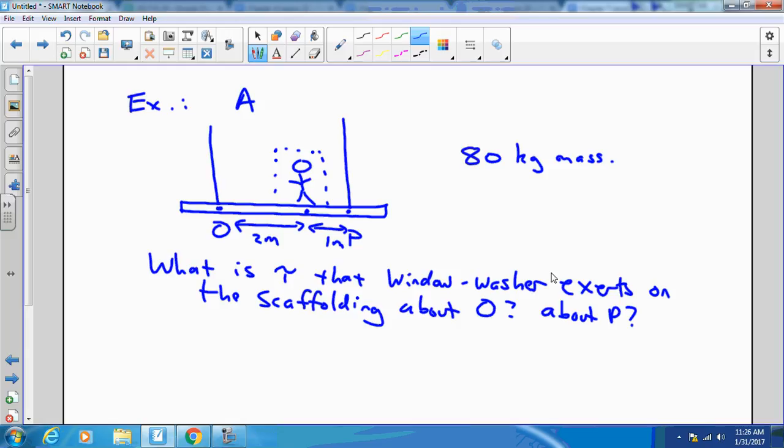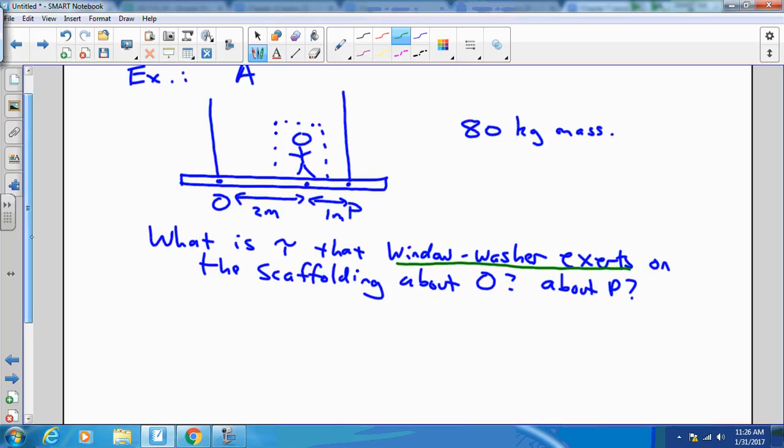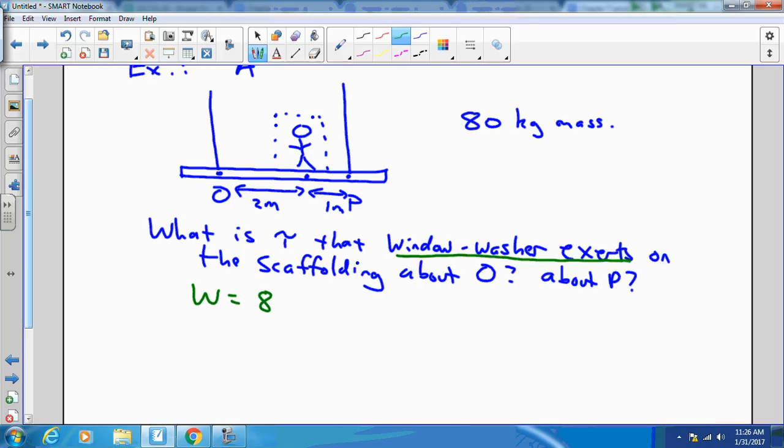Now I want you to observe the language that's used in this question. First of all, we're saying that the window washer is exerting that torque. Well, what force are we really talking about? We're talking about the force of gravity, aka his weight. Exactly. So we're going to need to first compute his weight. What is his weight? So 80 times 10, which is basically 800 newtons, right? So that is his weight. Okay. So that's the first component that we need.